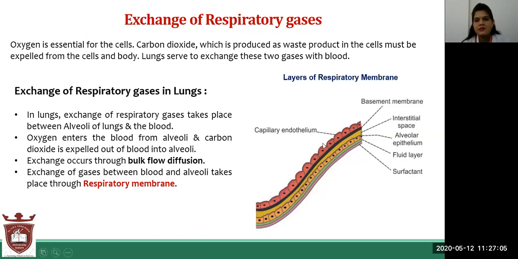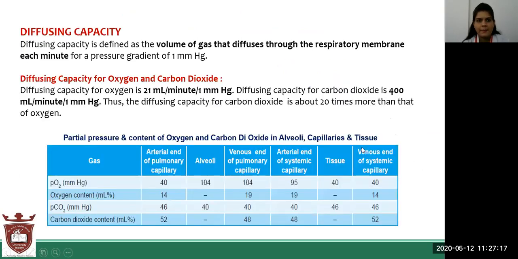Respiratory membrane. Respiratory membrane consists of 6 layers. Upper one is capillary endothelium. Next one is basement membrane, interstitial space, alveolar epithelium, fluid layer, and surfactant.